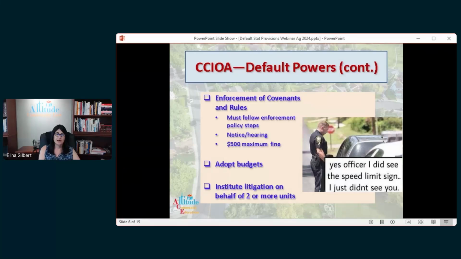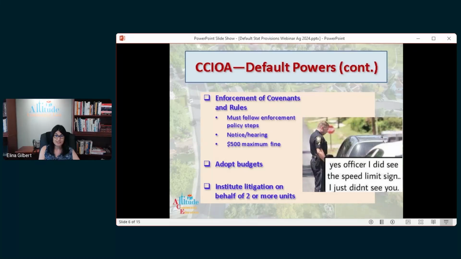Okay. So remember, with our enforcement, there's all sorts of fun things we get to deal with, but notice and hearing before imposing a fine, we're capped at $500 per violation. So most of you, I would think, have the updated enforcement policies that go through the enforcement process with the 2 30-day demand letters and 7 days in between.